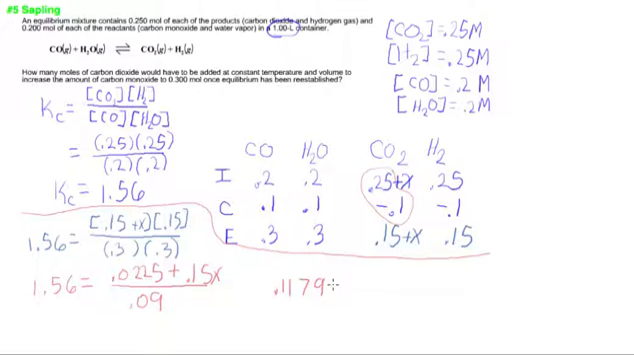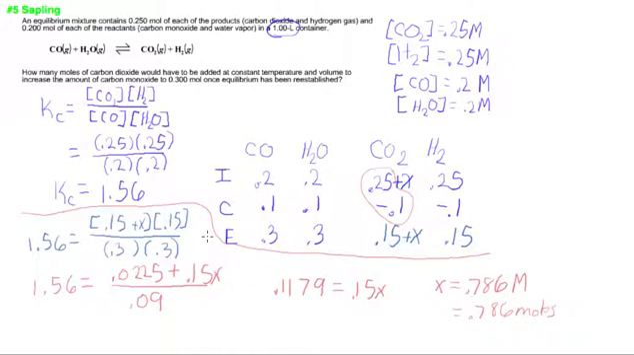0.1179 equals 0.15x. So x equals 0.786 moles per liter, and since it's only 1 liter, it's 0.786 moles.